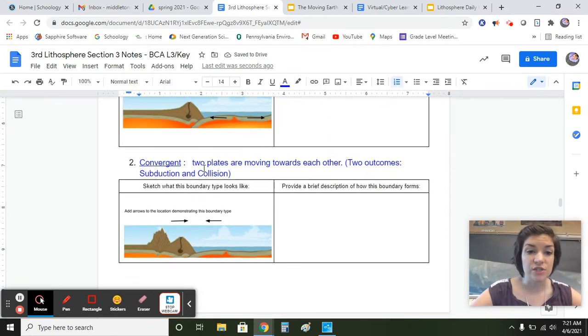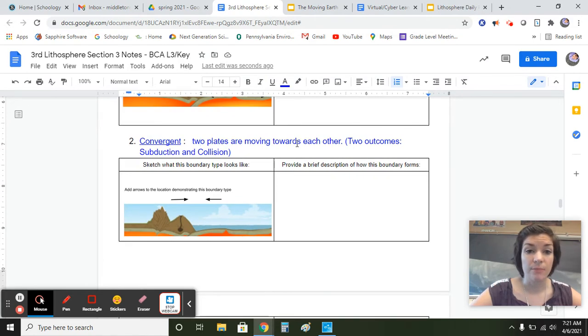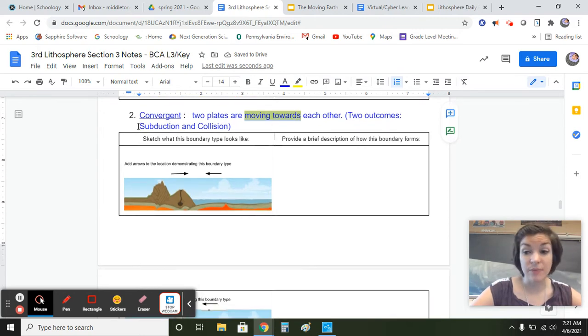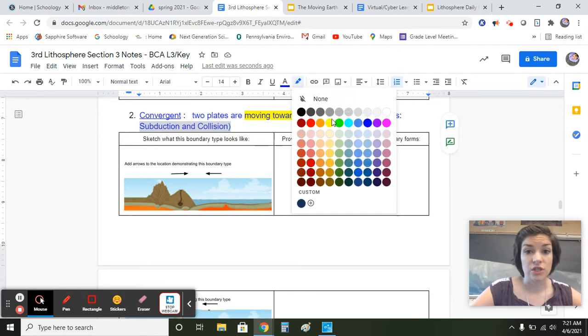All right, convergent is when 2 plates are moving towards each other. So they're moving towards. Convergent, coming together. That's the way I remember it. They both start with a C. Convergent, coming together. All right, and there's 2 things you can get depending on the crust that you have. You can have subduction or collision.